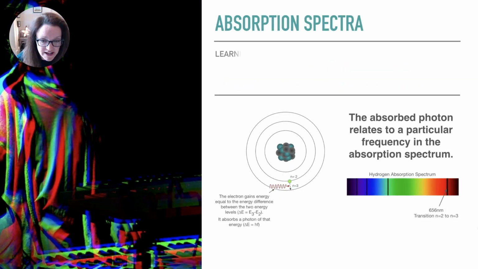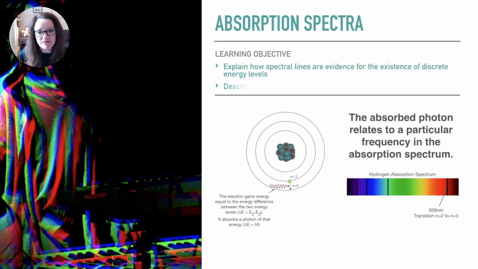An absorption spectra is the other way around. That's when an electron wants to go up an energy level, so it needs to take in energy. So in this example here, the electron is in n equals 2. It wants to go up to n equals 3, so it needs some energy. So it takes in a photon of light and uses that energy to jump up the energy state.